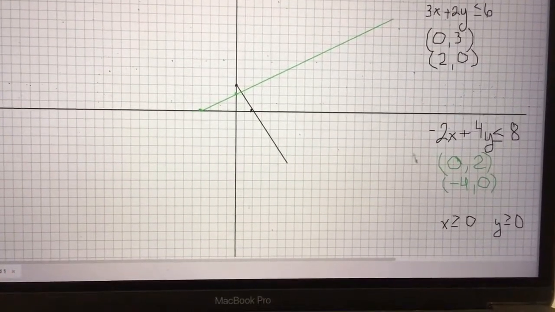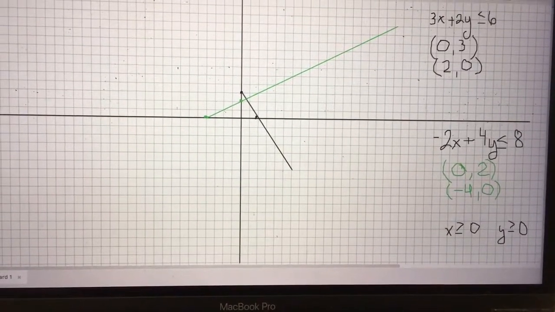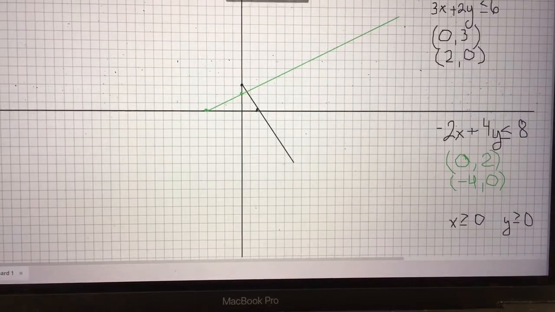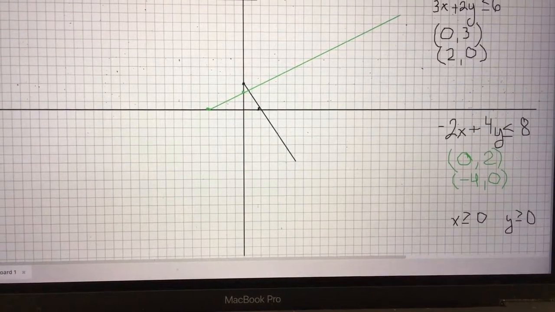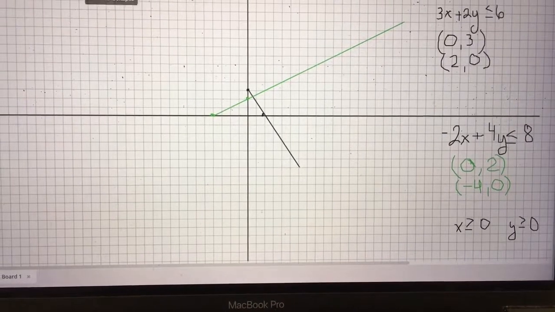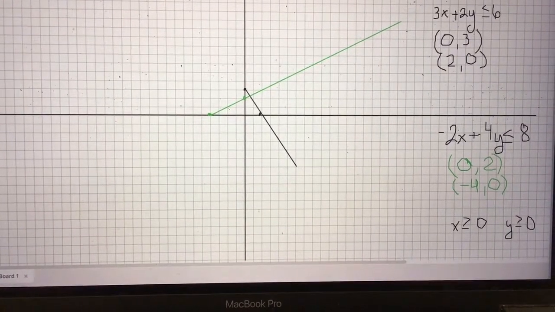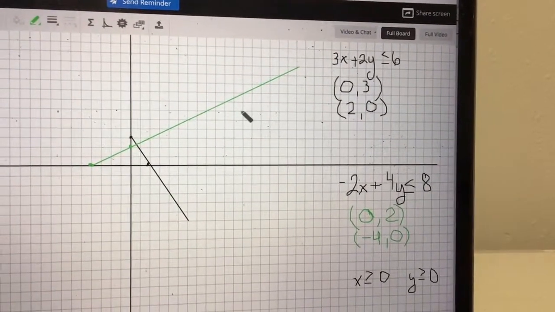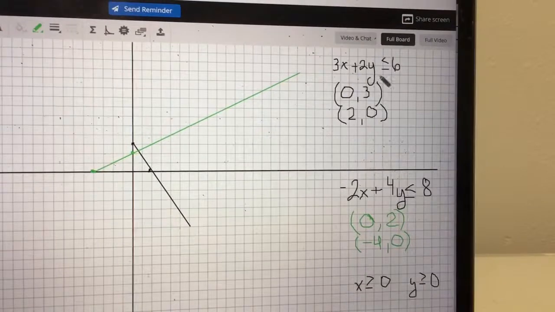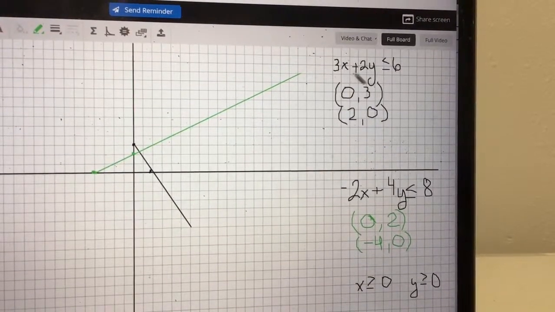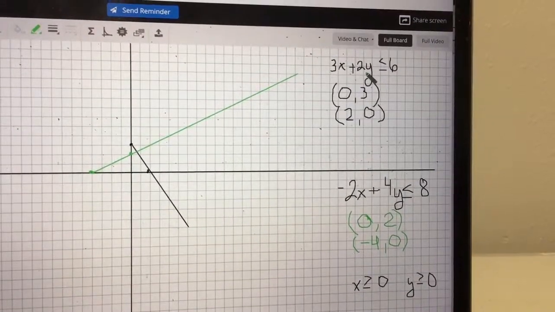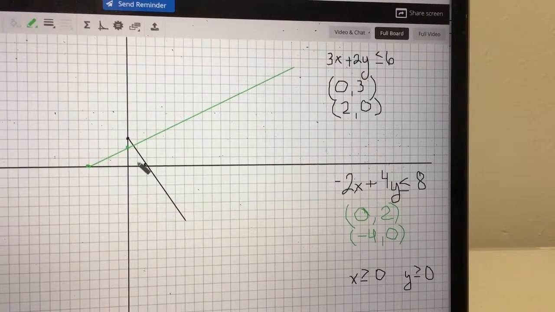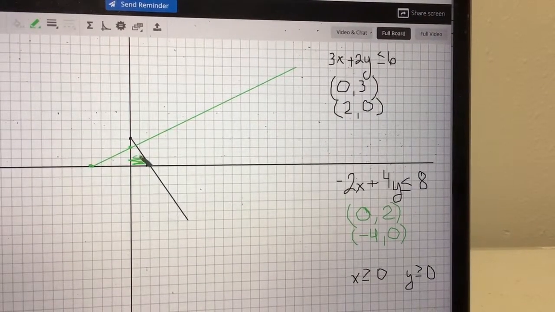So now we're going to shade these because we haven't shaded them yet, and I think there's a way that I can actually shade these things, but I forgot how to do it. So we'll just shade using the pencil. This first one that we started, we haven't shaded yet. If we plugged in 0, 0, 0 is less than 6, so it's going to be shaded towards 0, 0. So we're going to be doing this little part in here.